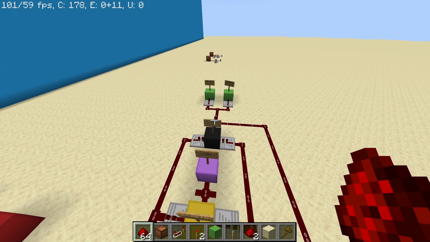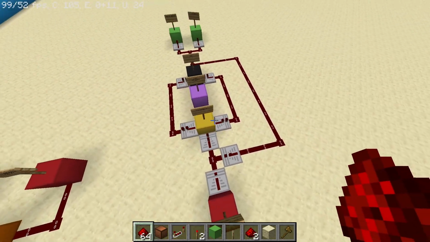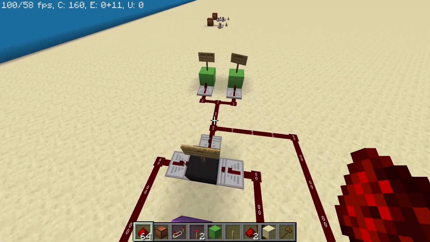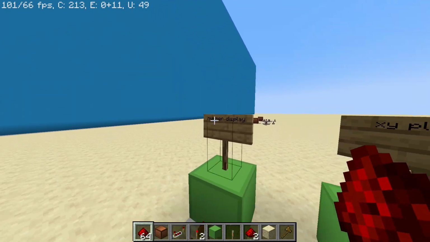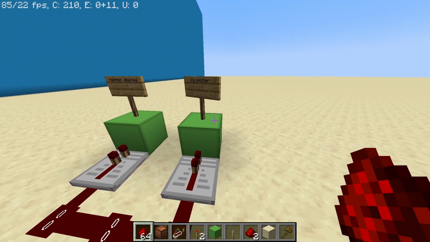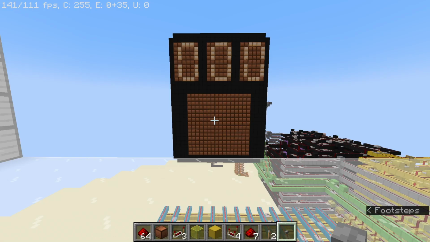So it adds 1 plus 1, it goes back to the register, and then it does the 2 plus the 1 equals 3. And then we can decide to get it to the output. We got a number display and an XY plotter, which is basically a screen. Okay, now let's start off with the actual computer.